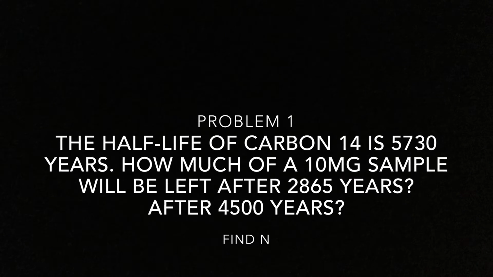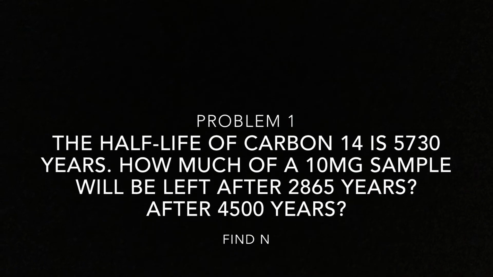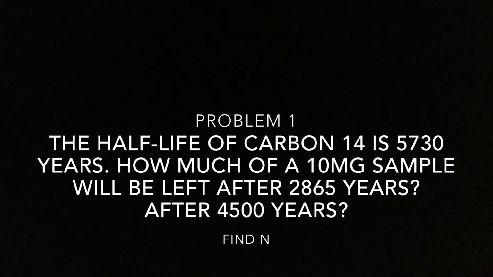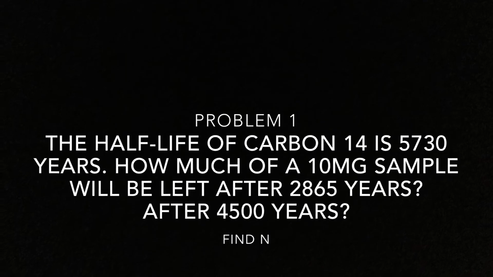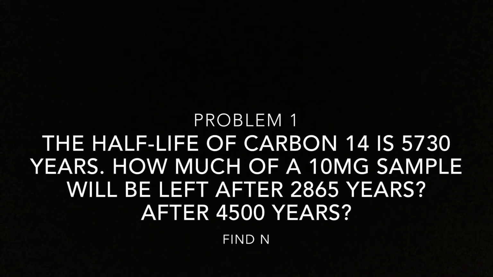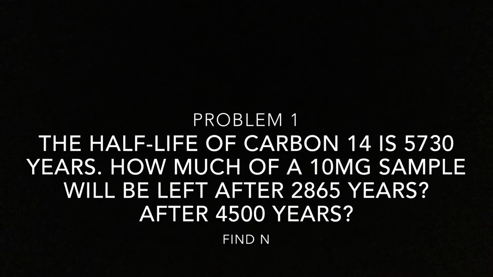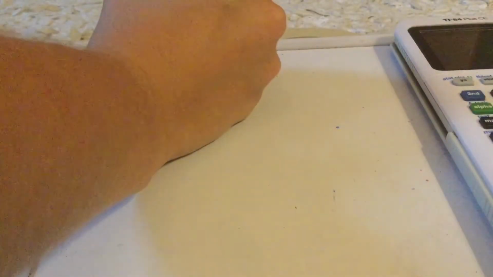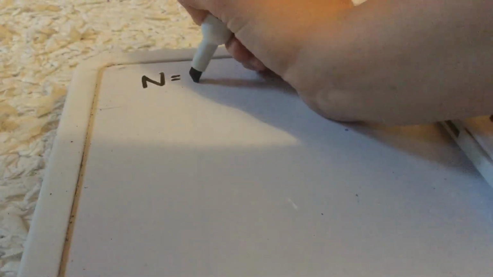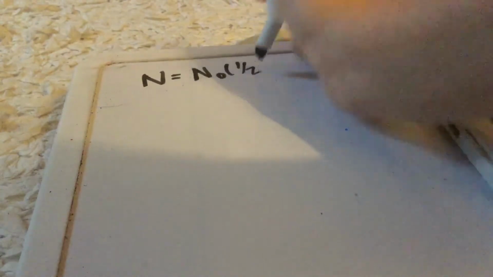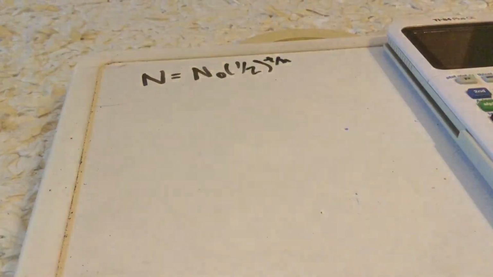Problem 1. The half-life of carbon-14 is 5,730 years. How much of a 10 milligram sample will be left after 2,865 years and after 4,500 years? When starting the problem, you should write down the half-life equation. N equals N sub 0 times 1/2 to the T over H.